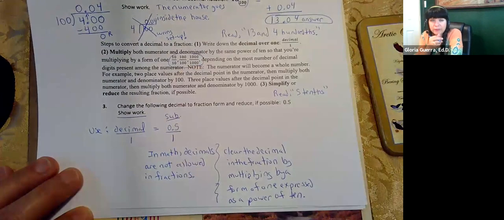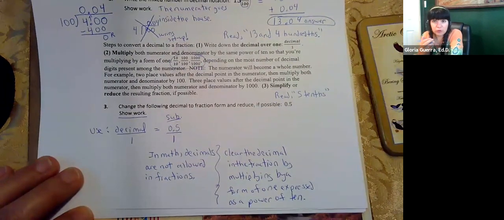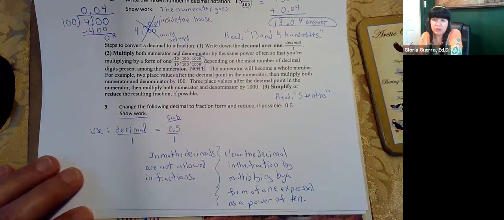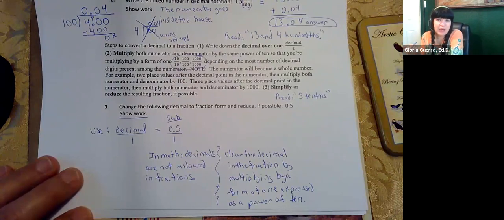10 over 10 or 100 over 100, because that's also 1, or 1,000 over 1,000, because that's also 1, right? 10 divided by 10 is 1. 100 divided by 100 is 1. 1,000 divided by 1,000 is 1, right? It's a form of 1.